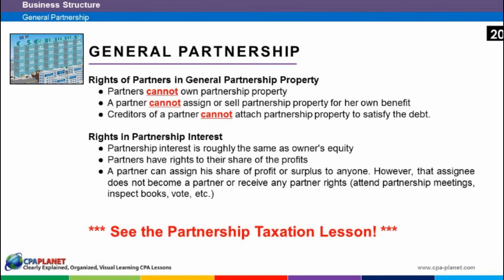Rights of the partners in general partnership property. Partners cannot own partnership property. A partner cannot assign or sell partnership property for his or her own benefit. And the creditors of a partner cannot attach partnership property to satisfy the debt. The partner is separate from the partnership in regards to partnership property.